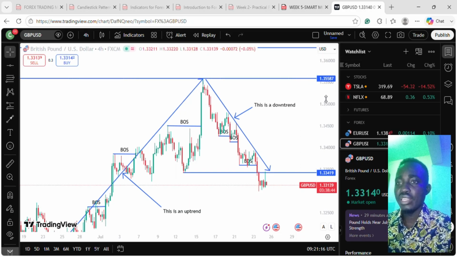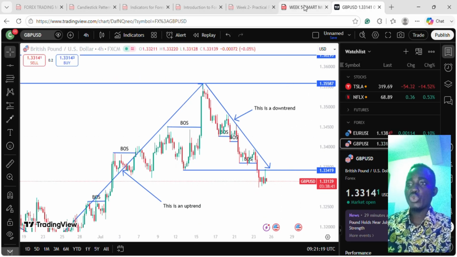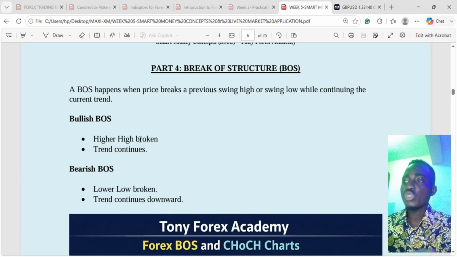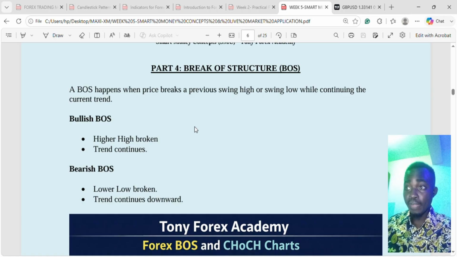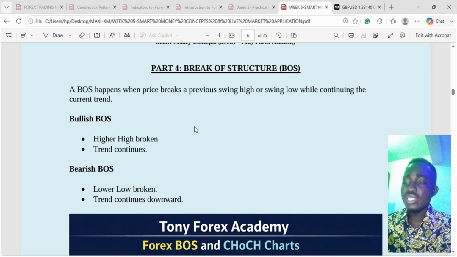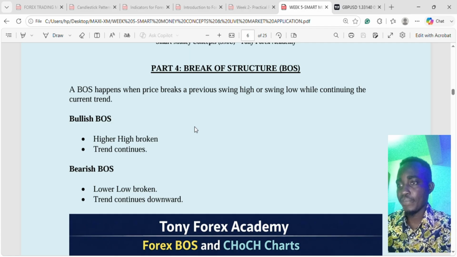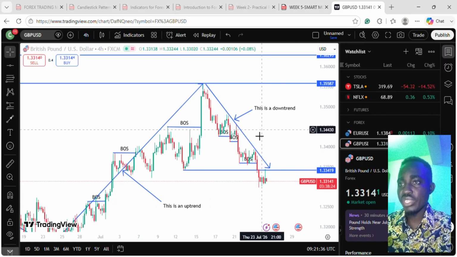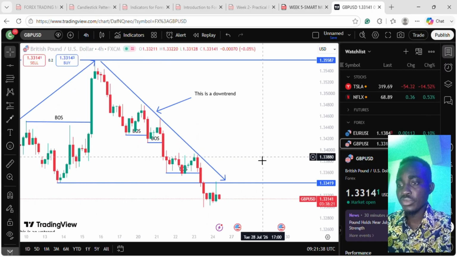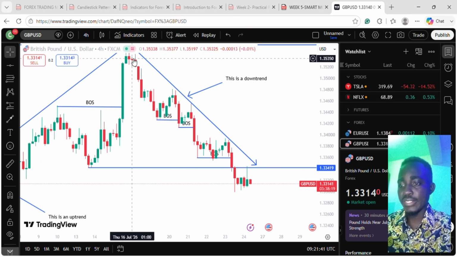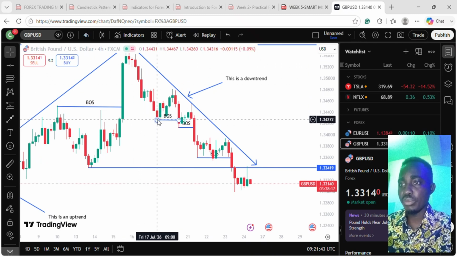So what happened when price is coming down? Let's look at our definition again. A break of structure happens when price breaks a previous swing high or swing low. On an uptrend, we are focusing on the swing highs, and on a downtrend we are focusing on the swing lows. So let's check, for example, this first swing low here. What happened here? Price came down here. This was on 17th July at 1300. What happened? Price broke this level.